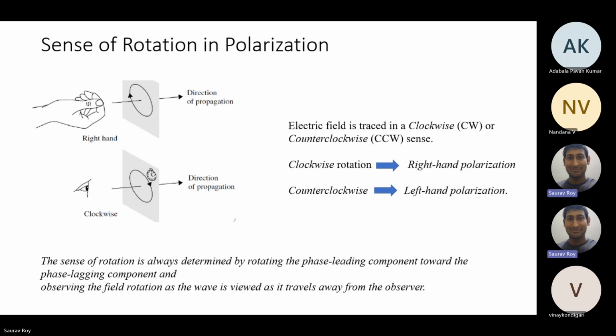Also, this clockwise direction can be defined with a hand; it is defined as the right hand rule. Right hand rule means if you point your thumb towards the direction of propagation, your other fingers give this kind of rotation, the rotation of the field in the same direction. That's why it is called both either clockwise or right hand. You can call this sense of rotation clockwise polarization or right hand polarization.